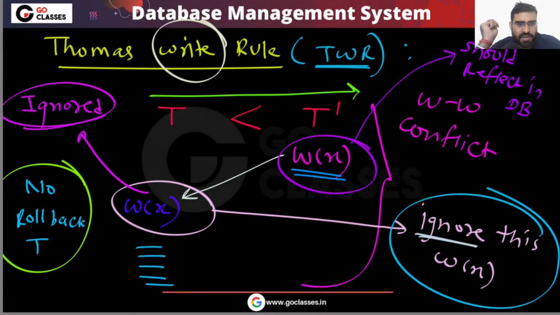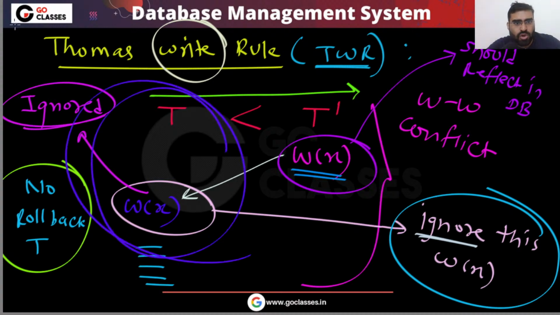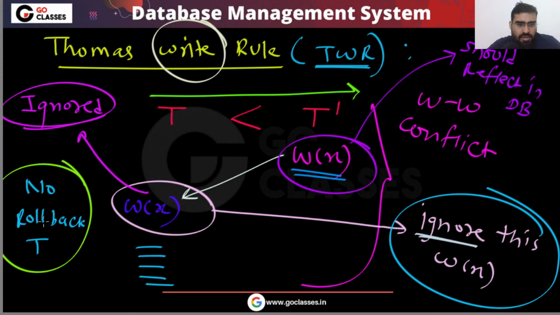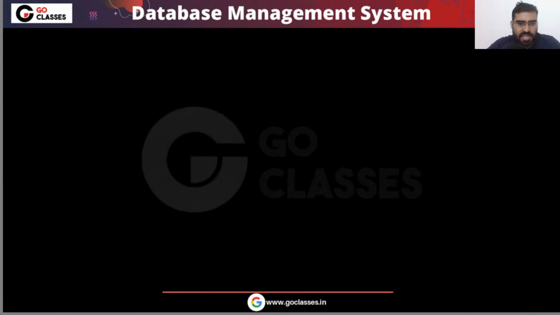So that is perfectly fine. Just ignore this write operation, and T continues. That's it. So this is your Thomas Write rule.